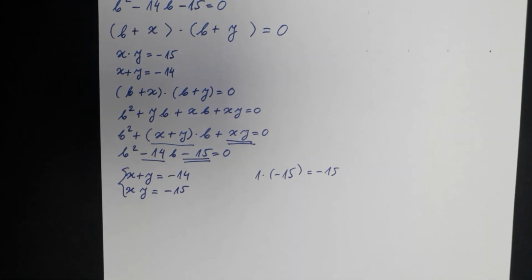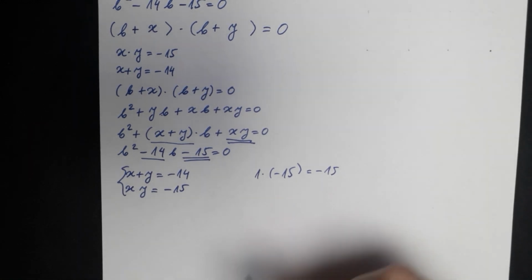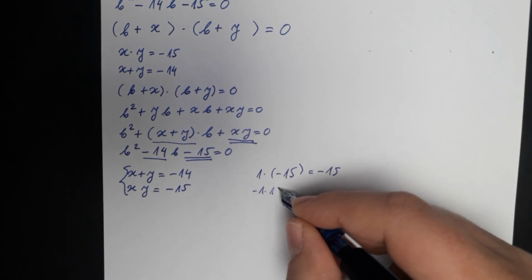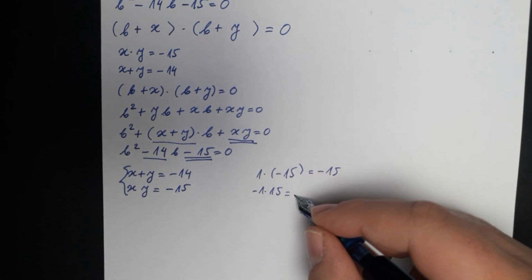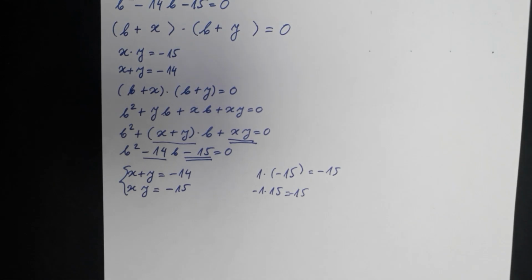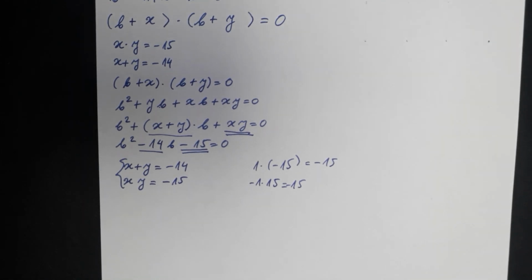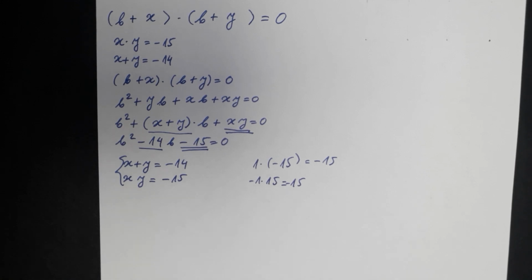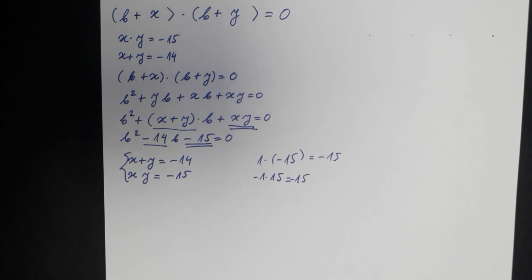For example, if we would switch the signs and say negative 1 multiplied by 15, we would again get the result to be negative 15. Alongside these two possibilities, there are more possibilities. But the good thing is that we don't have to go through all of them. If we check the equation x plus y is equal to negative 14, i.e. if we add the two numbers, do we get the result of negative 14?